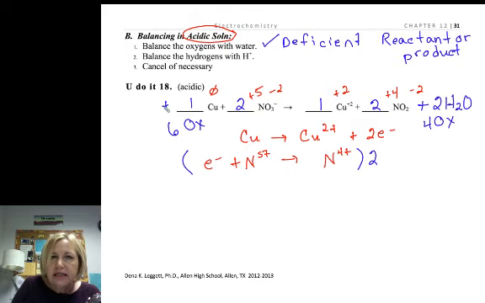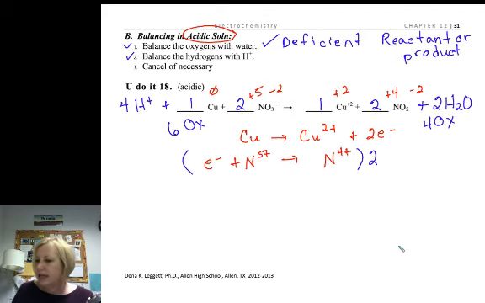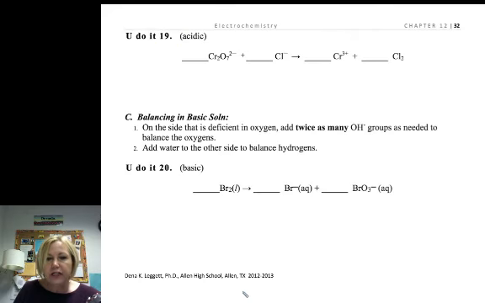So that means I then balance the hydrogens with H+. So I have 4 hydrogens here, so I'm just going to put 4 H+ on the other side. And now it's balanced, at least as a net ionic. Let's take a look at the next one. It's slightly trickier.